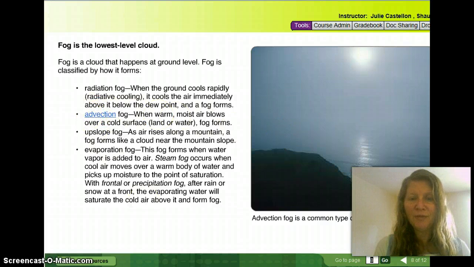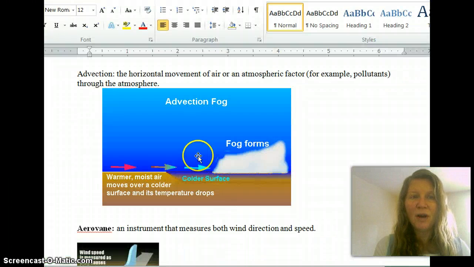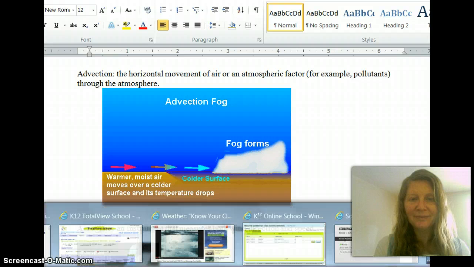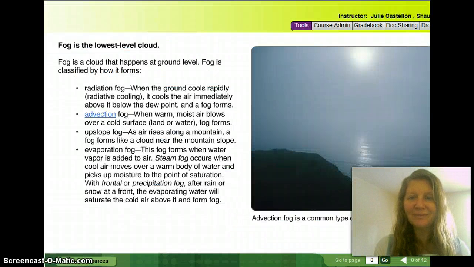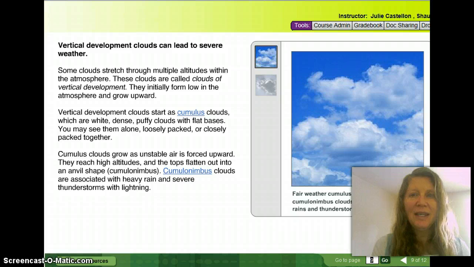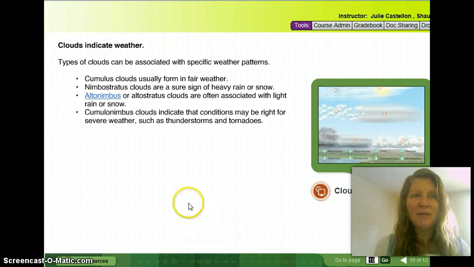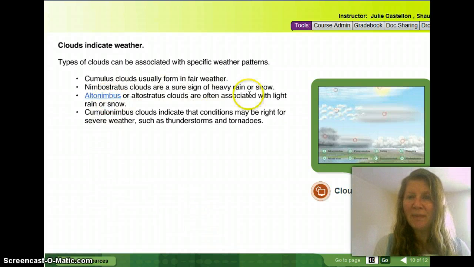And again, advection fog, if you recall, is one of our vocabulary words. That's the horizontal movement of air, an atmospheric factor, showing that warmer moist air moves over a colder surface and its temperature drops, forming a cloud. One of your vocabs. Then the vertical development of clouds, such as cumulus clouds and cumulonimbus clouds, and how those form. And clouds indicate weather and the different types of weather patterns.